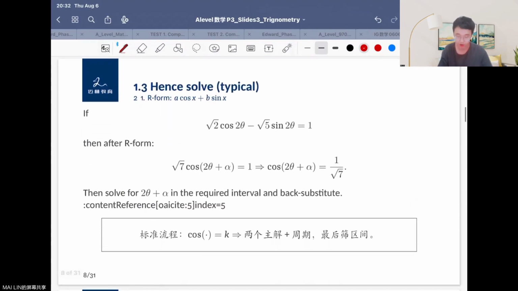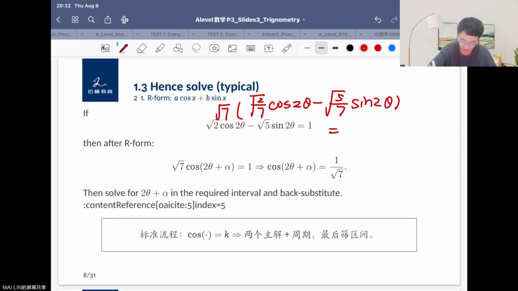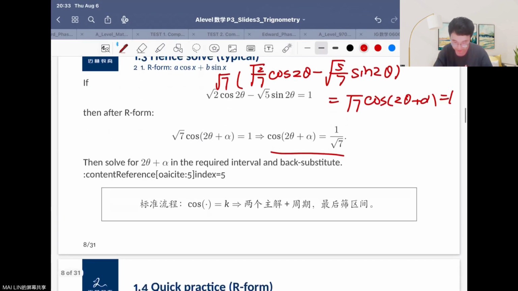Another equation: to simplify it a little bit, we first extract the square root of 7, and it becomes square root 2 over 7 cosine 2 theta minus square root 5 over 7 times sine 2 theta. Then it becomes square root 7 cosine of 2 theta plus alpha, and equals 1. Then you can write that as cosine of 2 theta plus alpha equals 1 over square root 7. That is how we calculate this kind of problem.